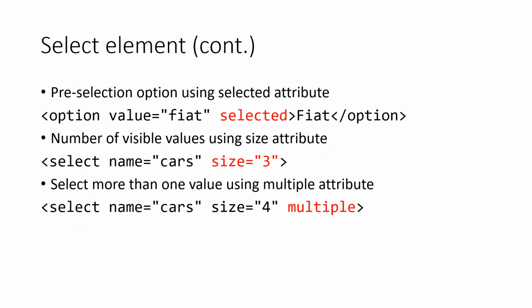Right. Now, if you want to preselect something when you start submitting, you can use the option value Fiat and then you can say selected. The very same thing we have to do for the other options as well.